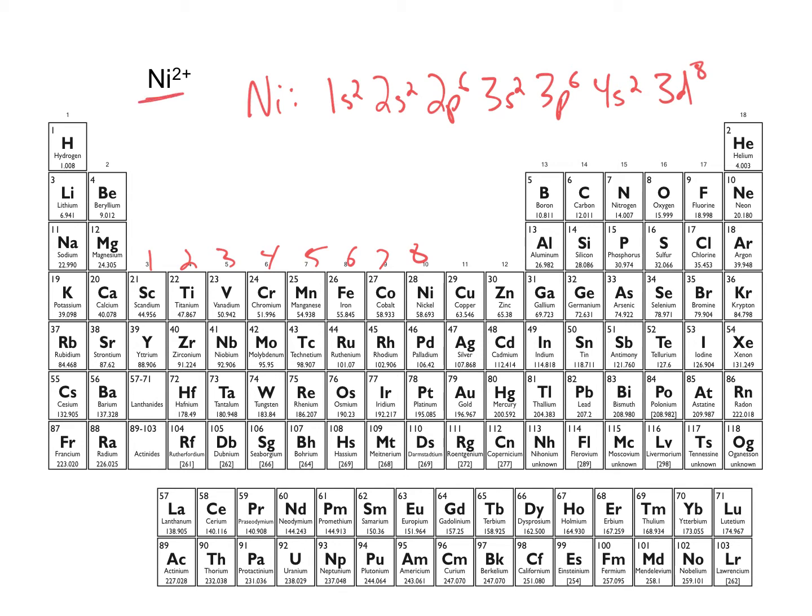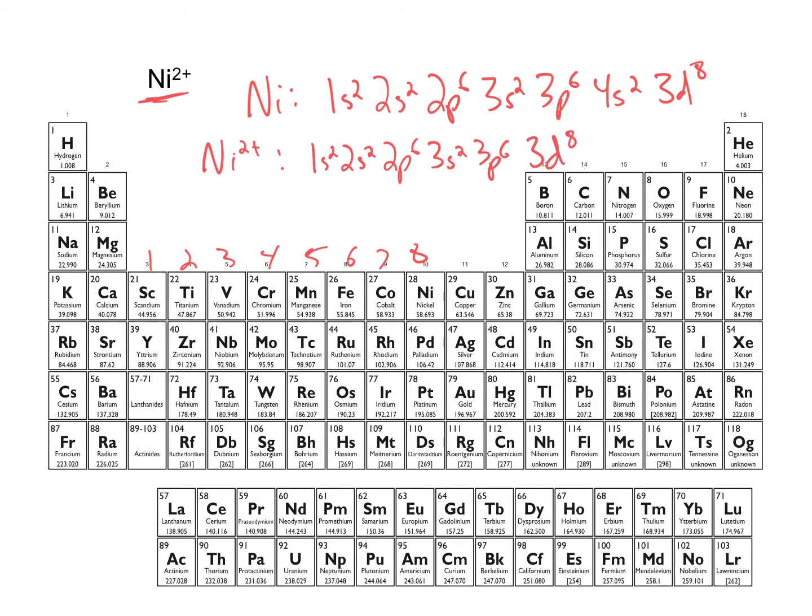With nickel +2, I've got to take away 2 electrons, and so even though I put the d's in last, it's the s's that get taken away first. It's +2, so I've got to lose 2 s's. There are only 2 4s's. And so the electron configuration for nickel 2 plus, where we've lost the 2 4s's, would finish with 3d8.